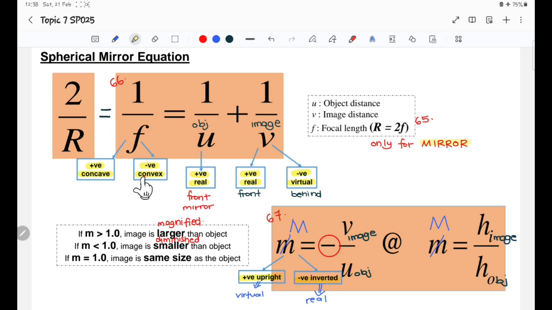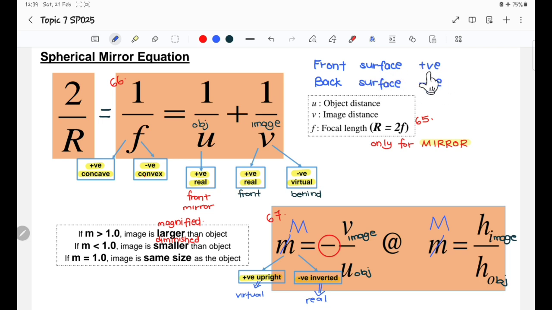Lastly, for image v, positive sign is used if the image is real, as in front of the surface, and vice versa. If the position of image is behind the mirror, as in virtual, the sign convention will be negative. So, in conclusion, for you to easily remember, for any position that is on the front surface, the sign convention will always be positive. And for any position that is behind the surface, the sign convention will be negative.